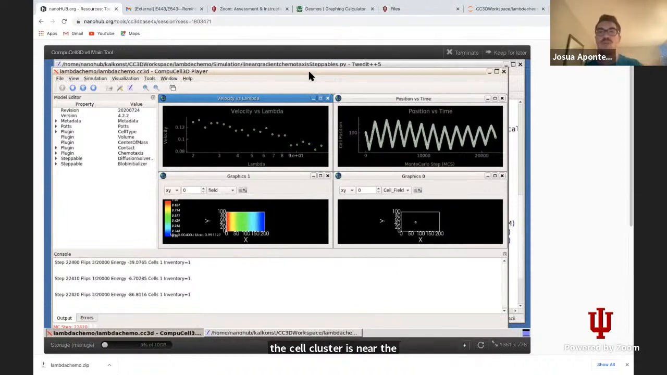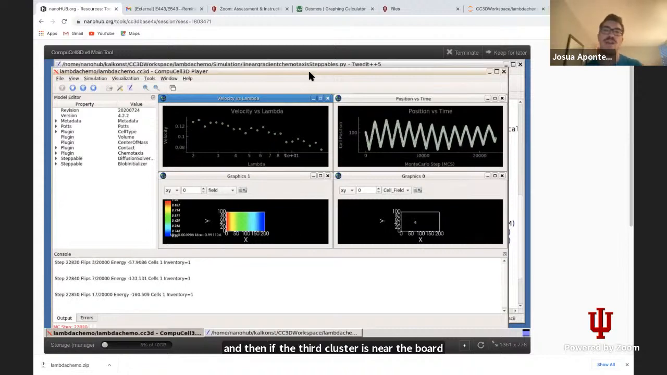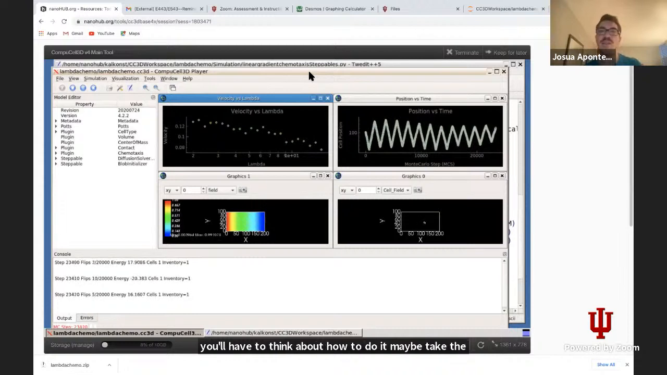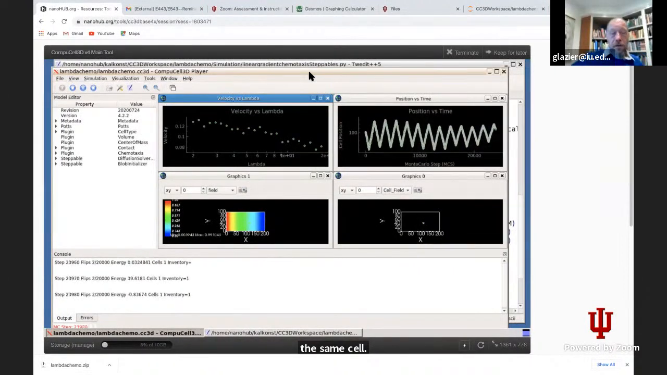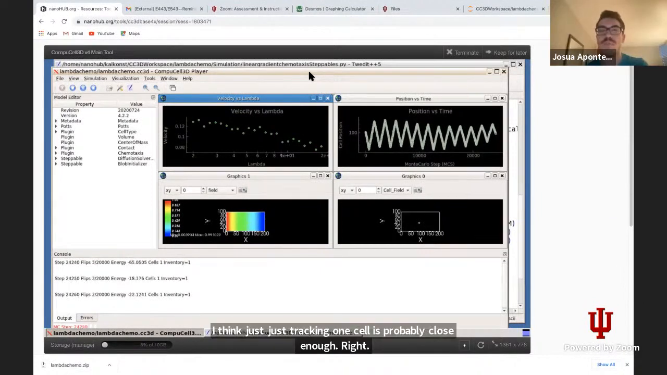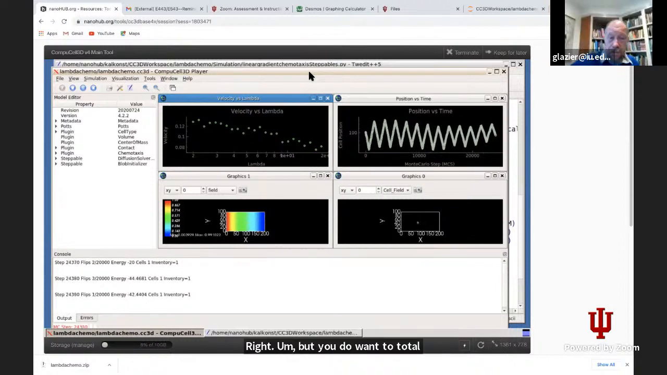And then if the cell cluster is near the border, you have one of the cells in that cluster divide. Then you plot the velocity of the cluster, and you have to think about how to do it. Maybe take the center of mass of the cluster, or you always keep track of the same cell. I think just tracking one cell is probably close enough. But you do want the total number of pixels in the cluster to stay approximately the same.